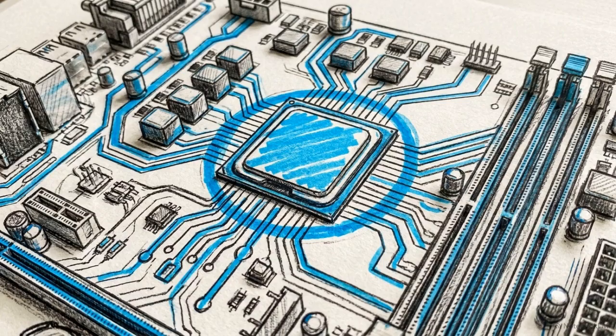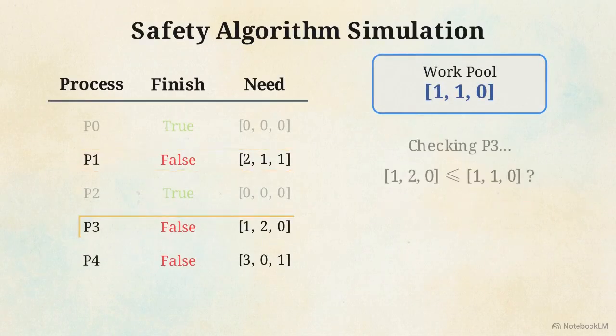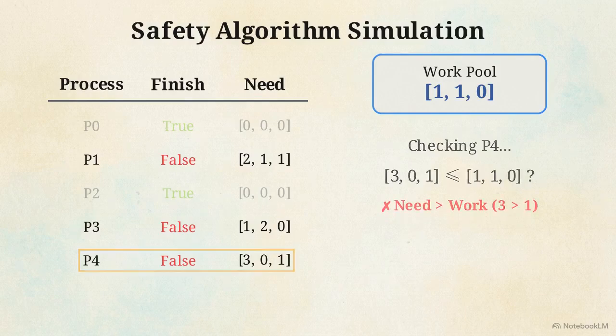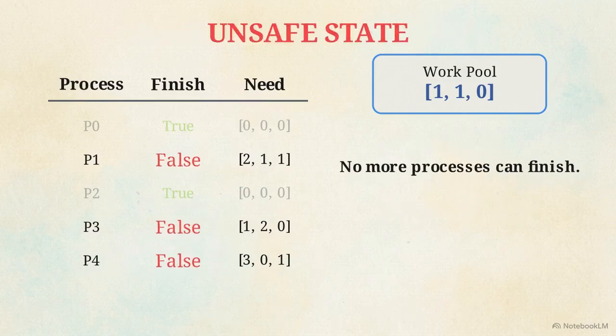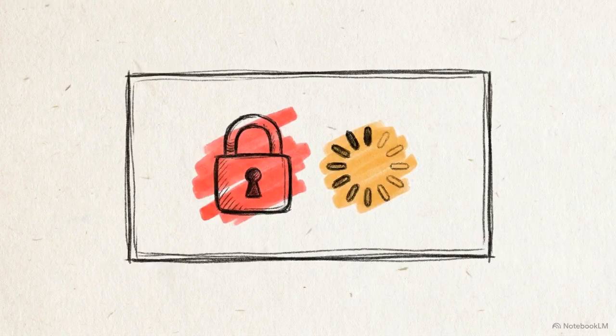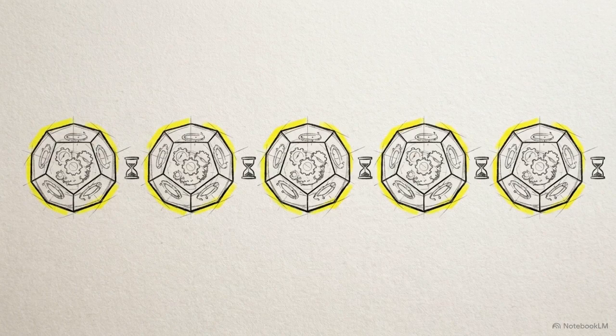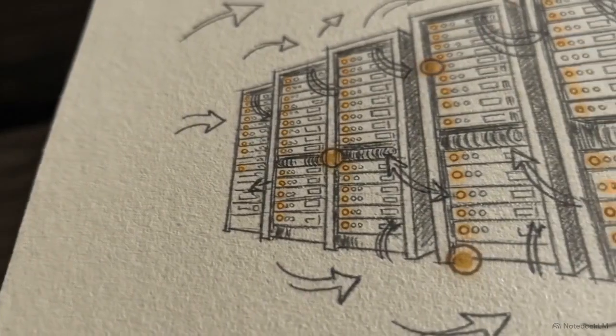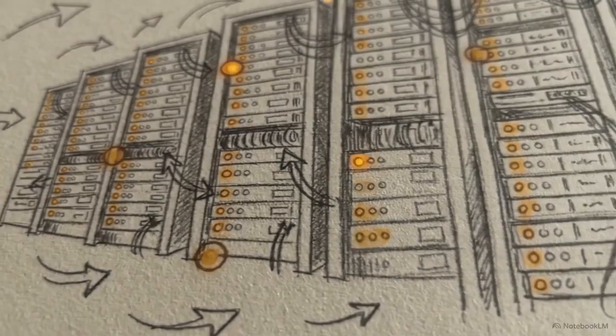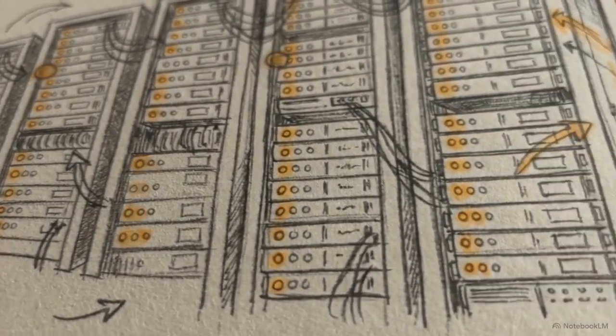With safety confirmed, the OS discards the simulation and officially grants the resource request, allowing the hardware to proceed with execution. Conversely, an unsafe state occurs when the simulation loop finishes, but the work pool is never large enough to satisfy the remaining processes. They remain stuck at false. If the simulation reveals an unsafe state, the OS immediately reverts the pretend matrix updates and denies the request, forcing the process to wait. While an unsafe state doesn't mean a deadlock is happening right now, it means the OS can no longer guarantee that a deadlock won't happen, and the algorithm is designed to avoid that risk entirely.